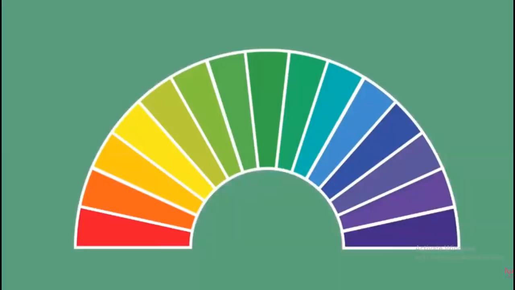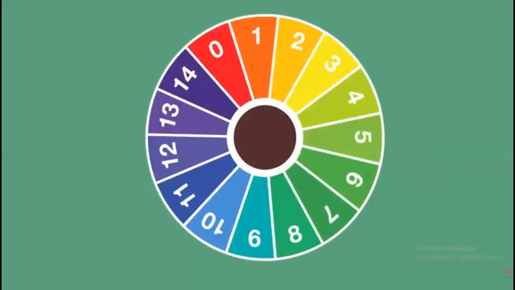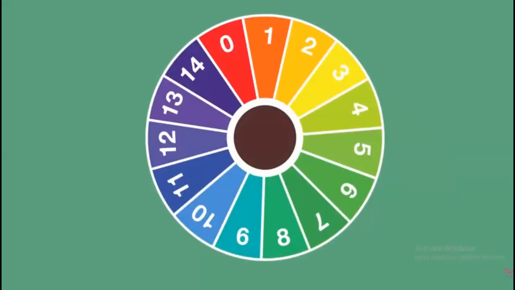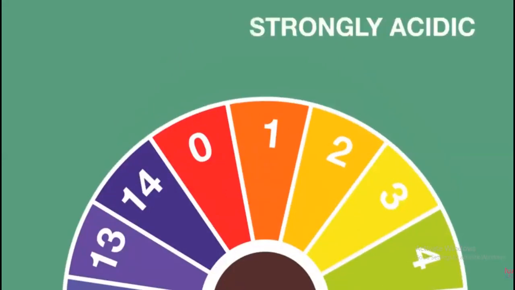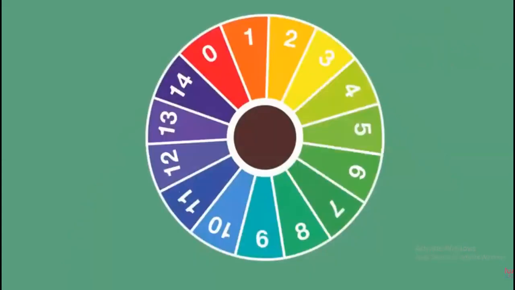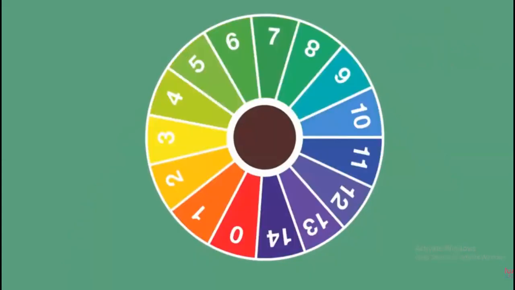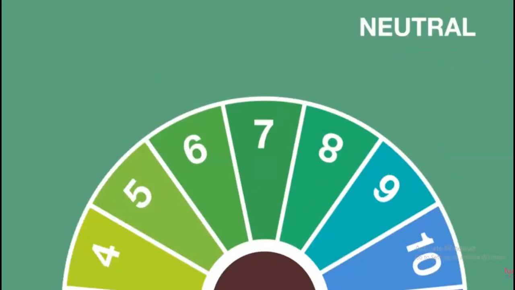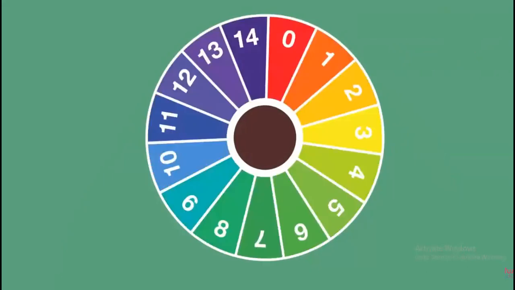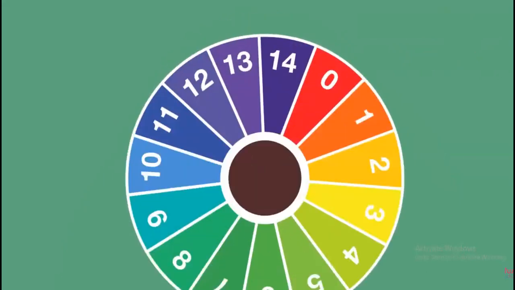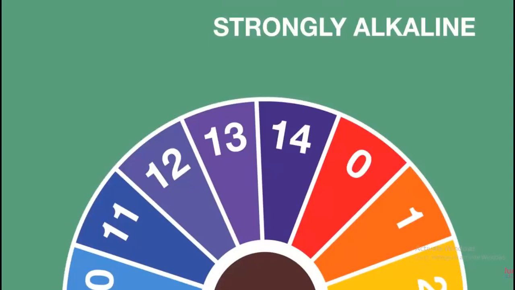If you look at the color changes of a universal indicator according to the pH of a solution, you will find that it resembles a rainbow. If universal indicator solution turns deep red in a solution, it means that the solution is strongly acidic, with a pH of 1 to 2. If the universal indicator solution turns green, it means that the solution is neutral, with a pH of 7. If the universal indicator solution turns dark blue or purple, it means that the solution is strongly alkaline.